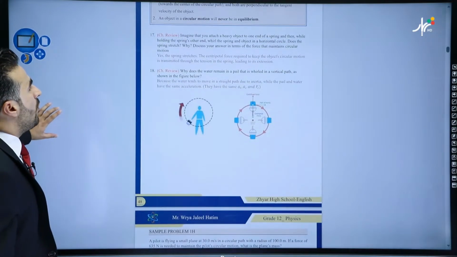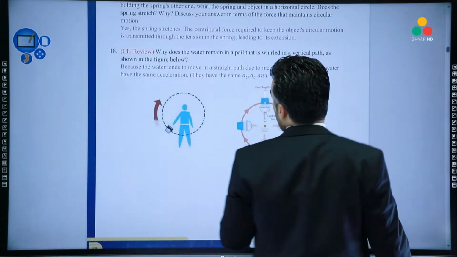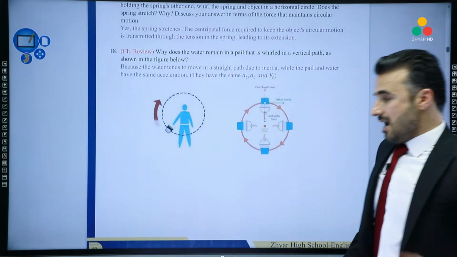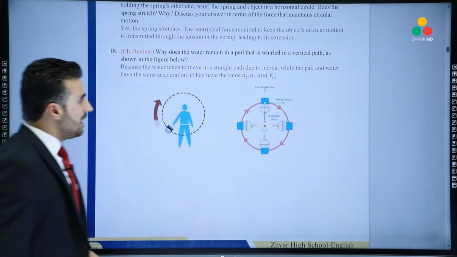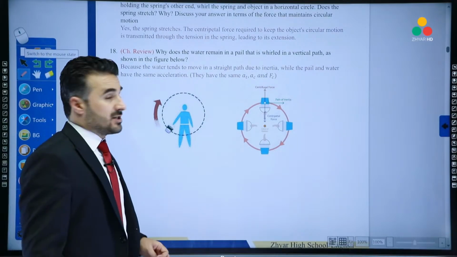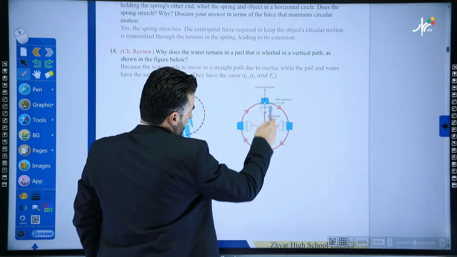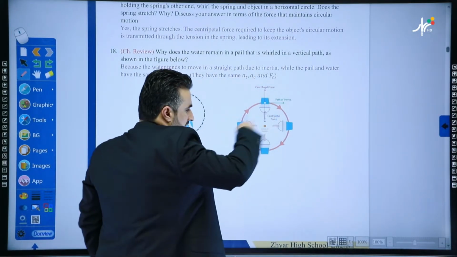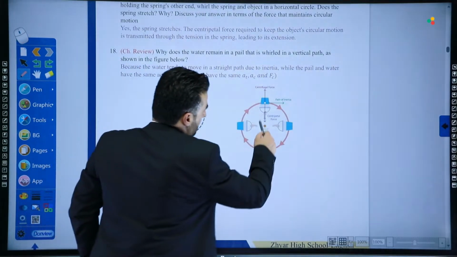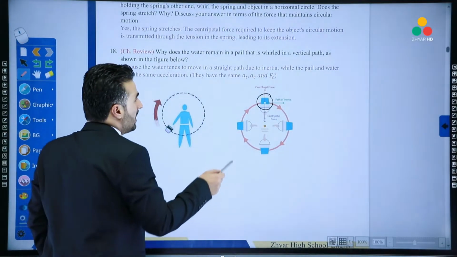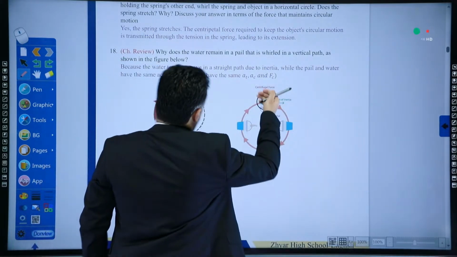Question 18 says, why does the water remain in a pail that is swung in a vertical path, as shown in the figure below? This is also very interesting. Most of us have seen this. Let's say we have water in a bucket or a pail, and you give it enough angular speed so that it can move in a circle. But then at the highest point here, this water does not come out of the pail or the bucket.